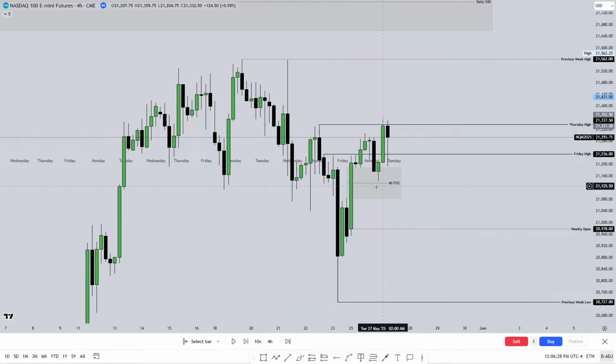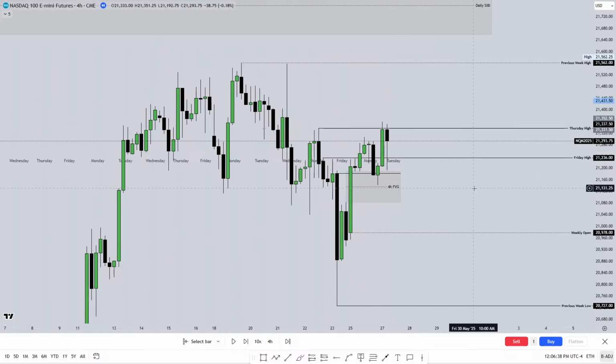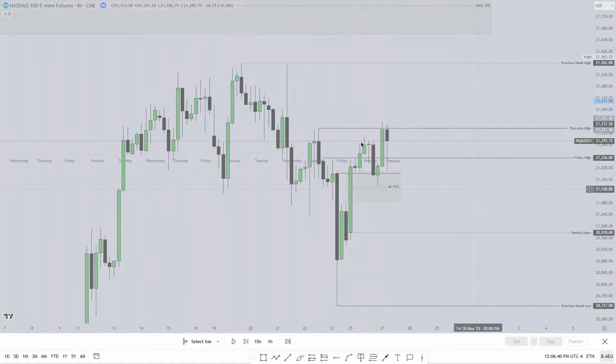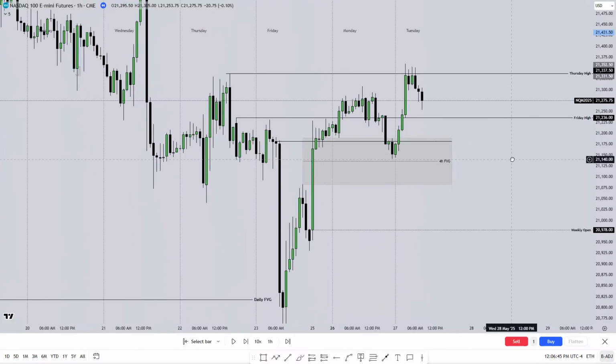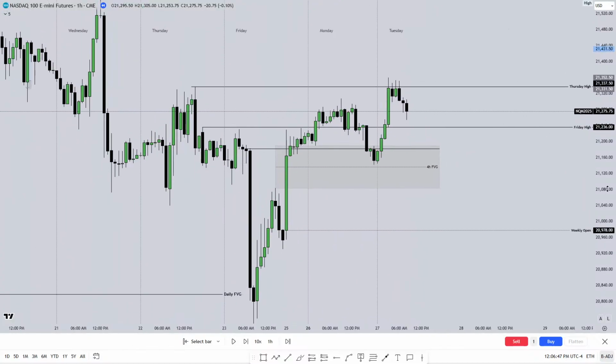bullish PD arrays. We have this 4-hour fair value gap, and you can even count this as like a 4-hour order block right here because it's in line and did the damage to the downside right here. And now we're moving higher. If we go down to the 1-hour time frame here, what have we done up to this point?